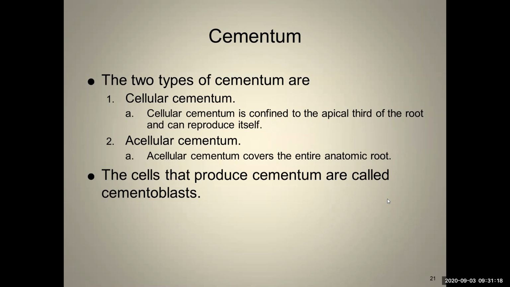The rest of the cementum is acellular. It can't repair itself very easily, okay? And it covers the entire anatomic root. The cells that produce cementum are called cementoblasts. B-L-A-S-T is the forming cells. Clast, C-L-A-S-T, are the cells that take away. Blasts and clasts.